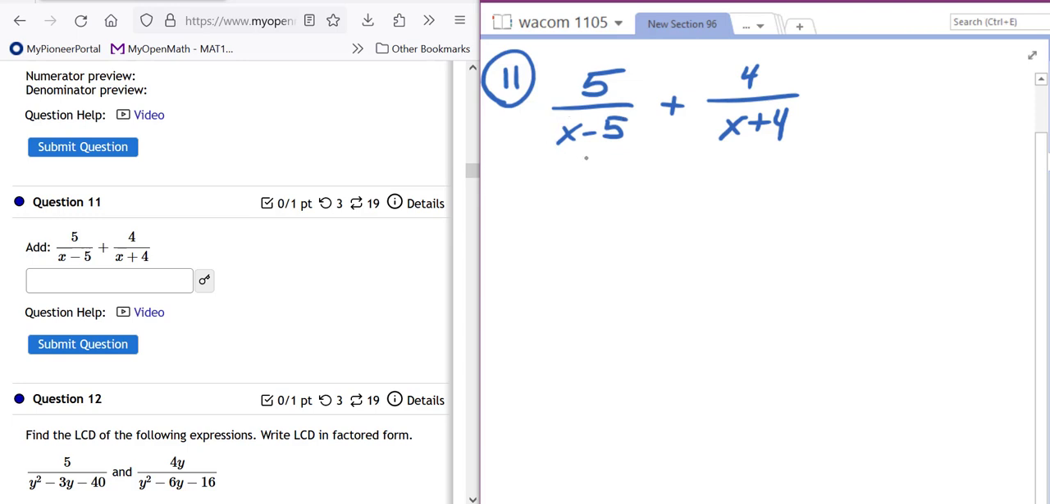This whole thing stays together. The x minus 5 stays together, and the x plus 4 stays together. So those are actually different. You're going to need them both. So an x minus 5 and an x plus 4. All right. So we're going to have to put on the missing part.